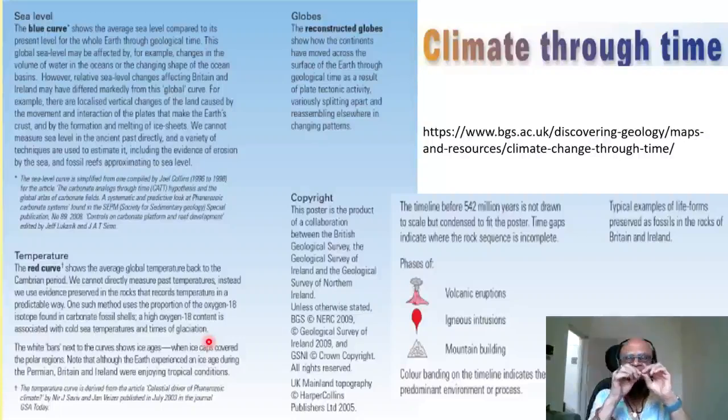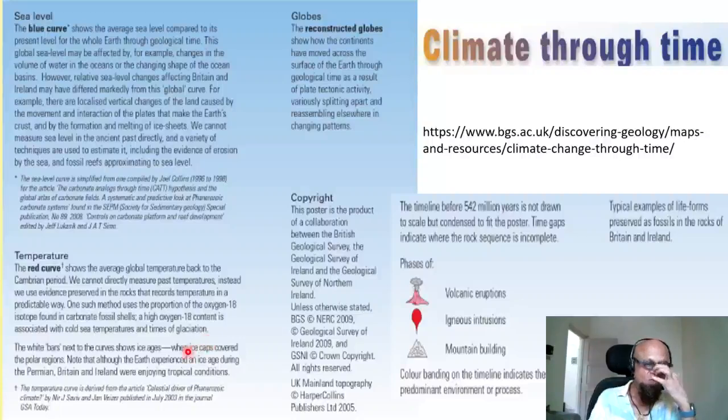You can carefully analyze it in the lab with a mass spectrometer and so on and so forth, and say whether its oxygen 18 is higher than the baseline from modern times or lower, and we know that that shell got formed at a higher temperature or a lower temperature.